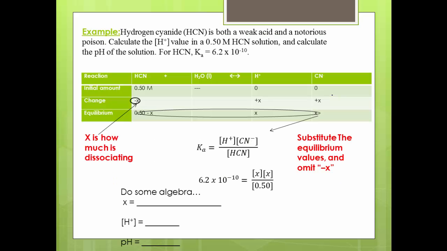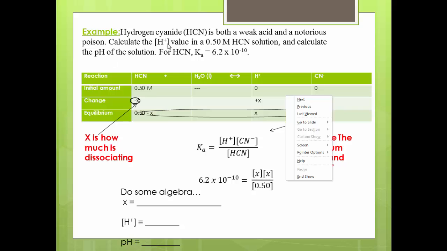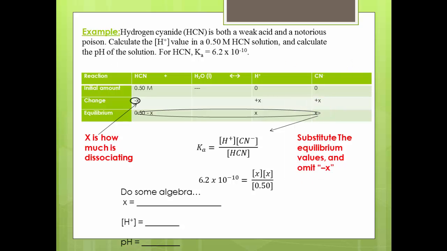So I think the easiest way to understand these problems is to look at an example. So here's a completely spelled out example for us. Hydrogen cyanide is a weak acid and a notorious poison. Calculate the hydrogen value in a 0.5 molar solution and calculate the pH of the solution. Ka is given. So Ka, like I told you a while ago, is a number. And this is the number for this particular acid.